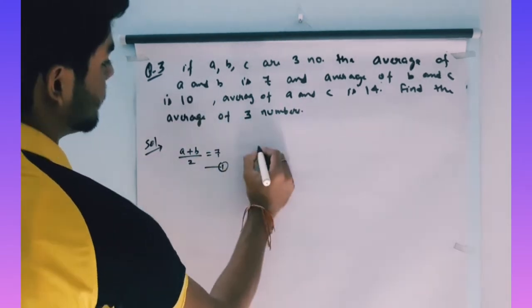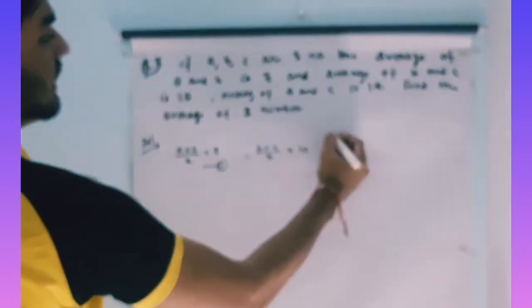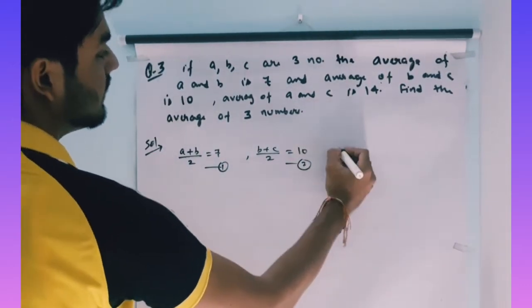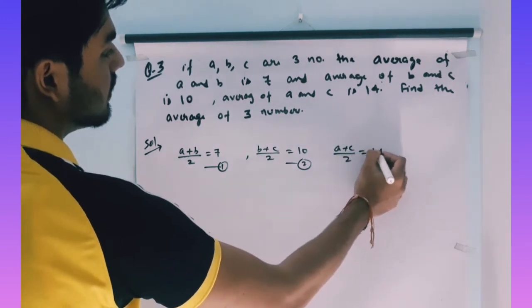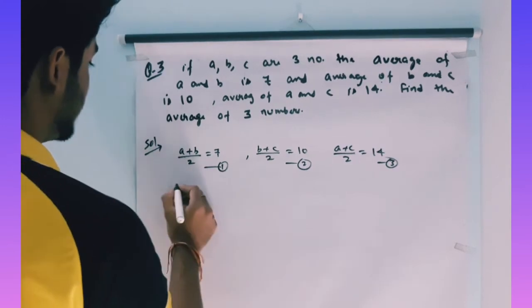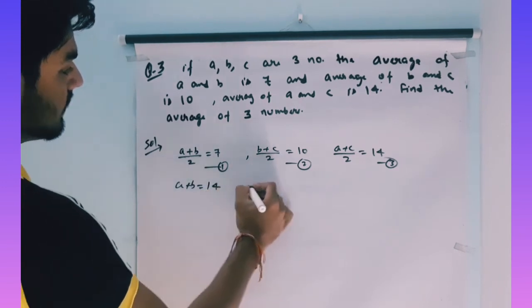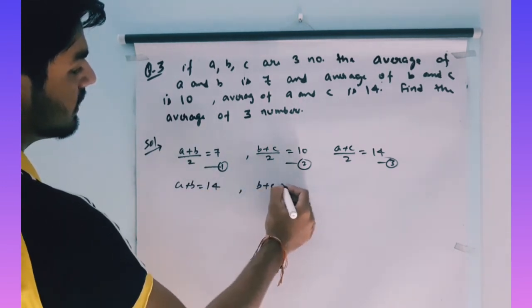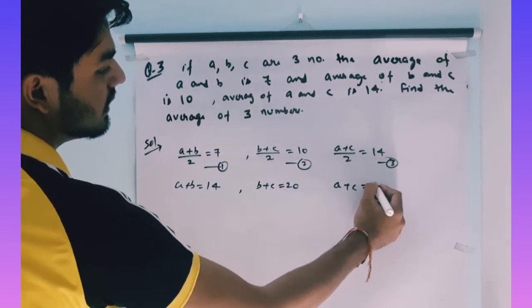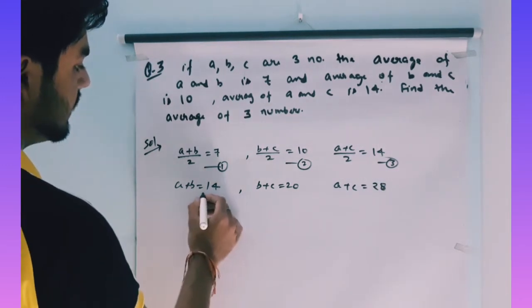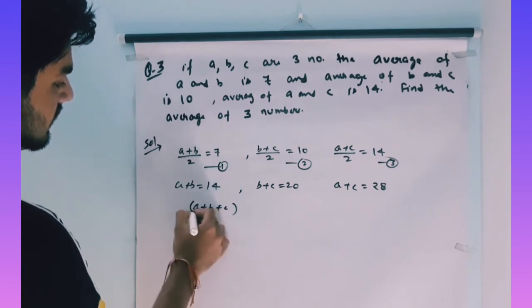Average of B and C. So B plus C divided by 2 is equal to given 10, and the average of A and C, A plus C, sum of numbers divided by total numbers is equal to given 14, equation 3. Now from 1 we get A plus B is equal to 14. From second we get B plus C is equal to 20, and from third we get A plus C is equal to 28. Now add all these. We get A plus B plus C twice.